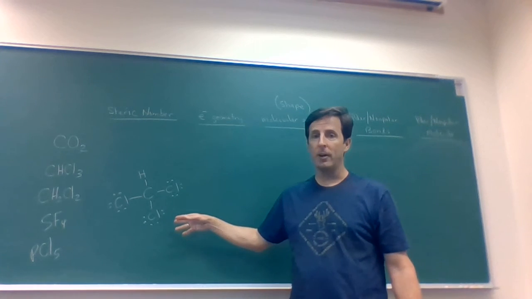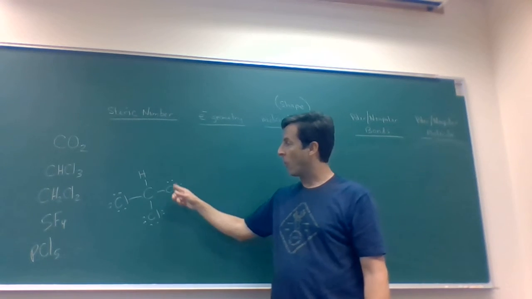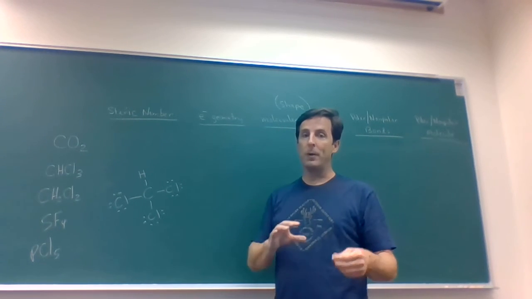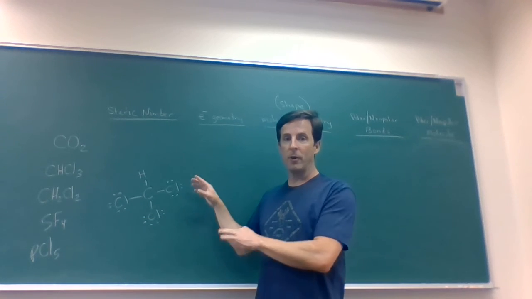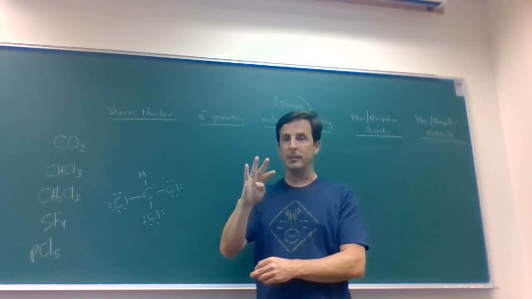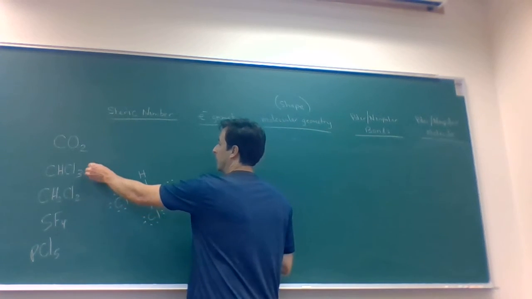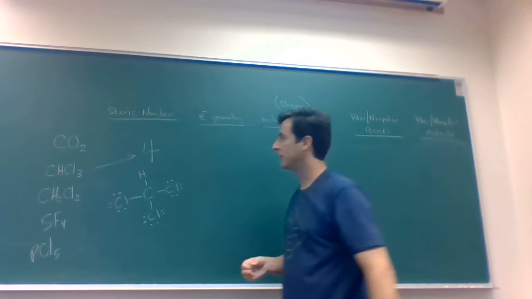How many groups are there around the carbon? There are clearly 4 different things there. Remember, a lone pair on carbon would count, but the lone pairs on chlorine are irrelevant. We're focused on the center atom. The center atom only has 4 things on it. So the steric number of CHCl3 is 4.